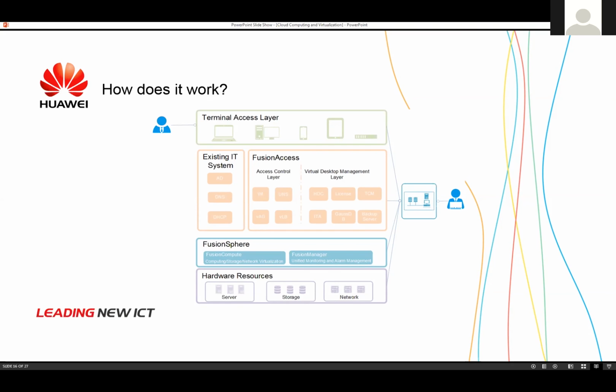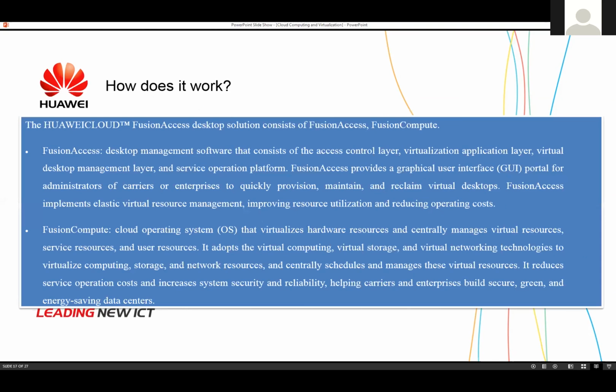So we have two portals. Let me scroll down. Okay, this is how it works. Sorry, I spoke more than I should have. I should have scrolled down to this slide. This is what I previously spoke about.